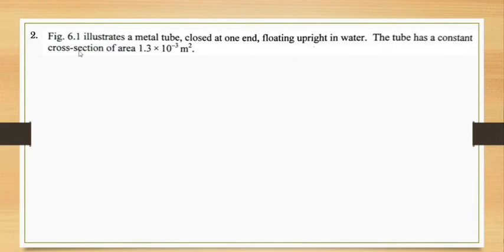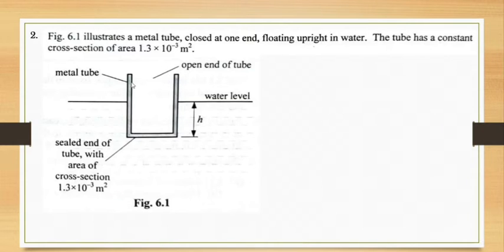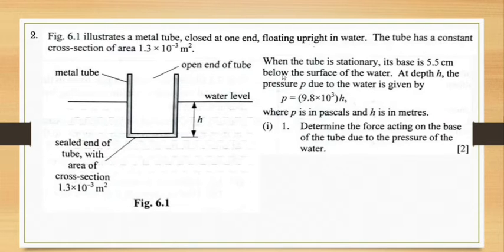Next question, number 2. Figure 6.1 illustrates a metal tube closed at one end, floating upright in water. The tube has a constant cross-section of area 1.3 times 10 to the minus 3 meter squared. Now we would like to find the force acting on the base of the tube due to the pressure of the water. Given at depth h, the pressure due to the water is 9.8 times 10 to the 3 h. P is in pascals, h is in meters, and the base is 5.5 centimeters below the surface of water.